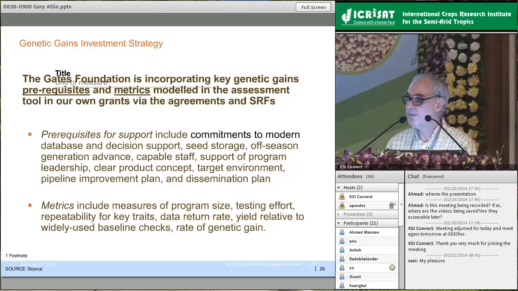These don't all have to be in place to get our support. The plan to do these things needs to be in place. Metrics will include measures that are often used in the private sector, including measures of program size, advancement rate, testing effort, repeatability, data return rate, and direct measurements of rate of gain.